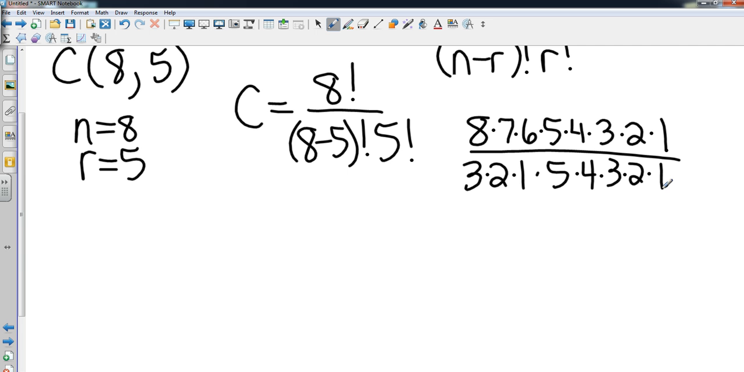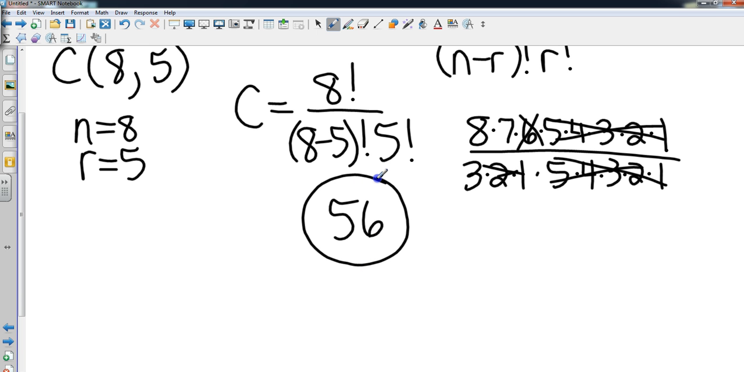Okay, so remember we can cancel things. I'm going to go ahead and just get rid of the 5 factorial. And then I notice that 3 times 2 on the bottom is 6, so I'm just going to get rid of my 6. And so that gives me 8 times 7, which is just 56. Okay, so there are 56 different combinations that he can select 5 of those shirts.